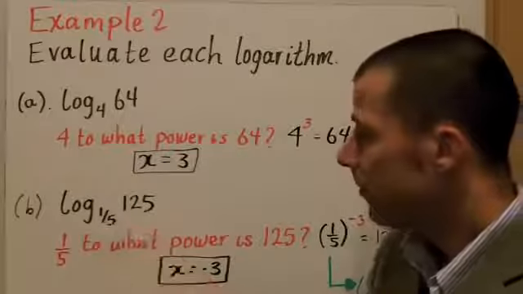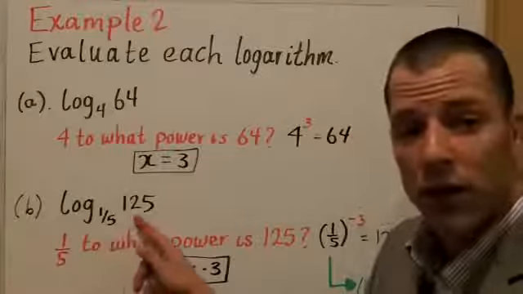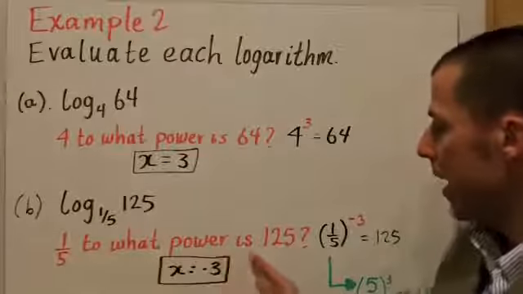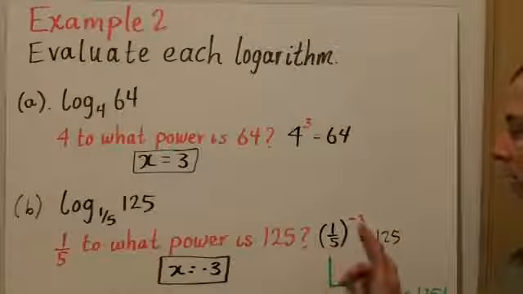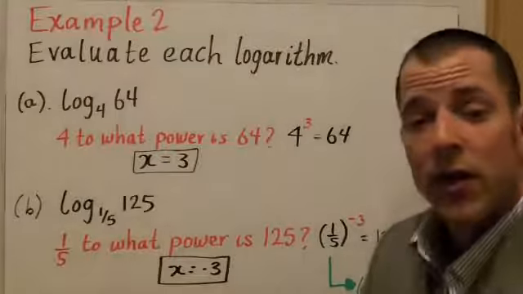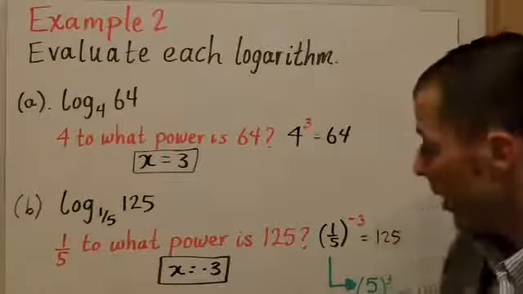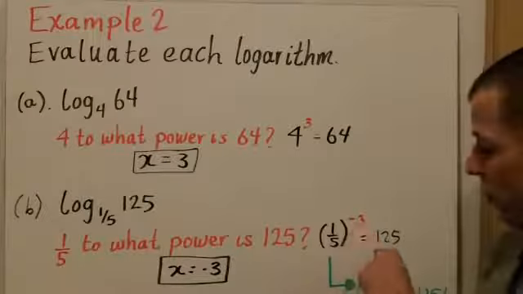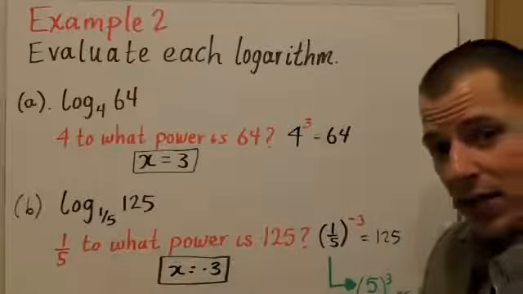For part b, we're looking at log base 1/5 of 125. So 1/5 to what power is 125? 1/5 to the -3 power is 125. And if you think about it, 5 cubed is 125. So 5 to the -3rd is 1/125. So this makes sense. 1/5 to the -3rd power is 125, because to get rid of that negative exponent, we would flip the fraction to 5.